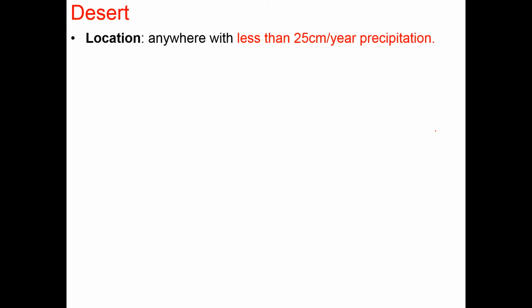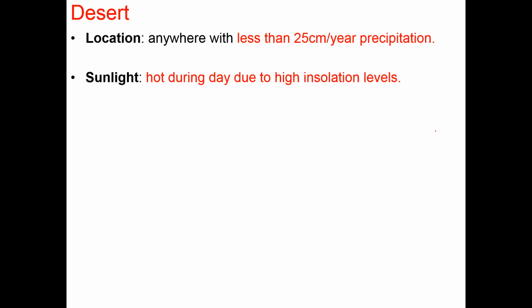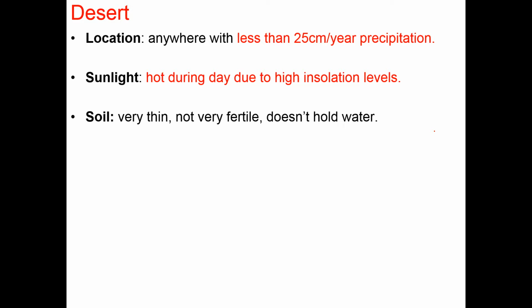There's no hard cutoff. But desert is anywhere with less than 25 centimeters of precipitation per year, and it's hot. The two things: no water and hot. Desert. Those are the two easiest descriptions. If you look at a set of data, and you think, oh, there's no precipitation all year long, and it's really hot, that's a desert. Okay. Soil very thin, not fertile. It has the opposite problem. Too cold.